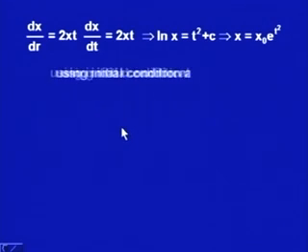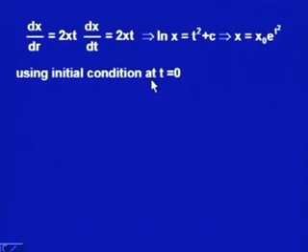Now, if I use the initial condition at t is equal to 0, I would get that x is equal to x naught, because t is equal to 0, e to the power t square would be 1. So, x would be x naught, that says I want x naught. So, x naught I would get from this equation itself: x naught would be x times e to the power minus t square. So, this is my characteristic.